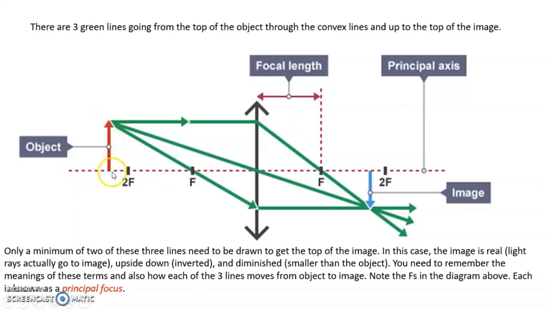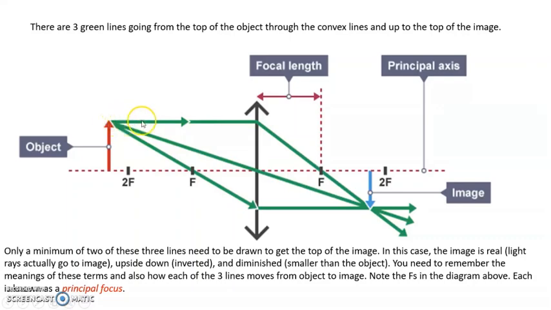Then they ask you to indicate where the image is. What's going to happen is that there are three lines, and you can use any two of those. Now these lines, the way they move, you should take note of the way they move.